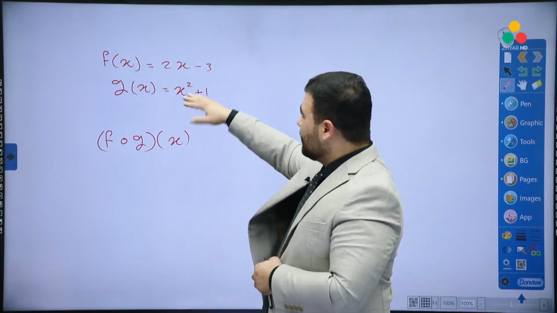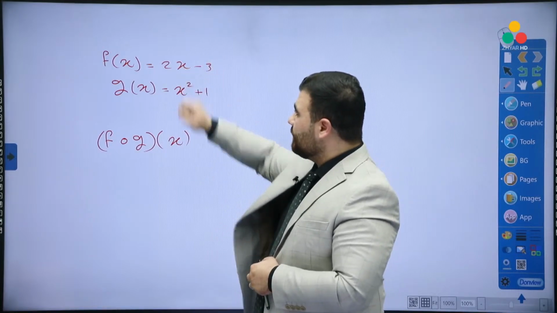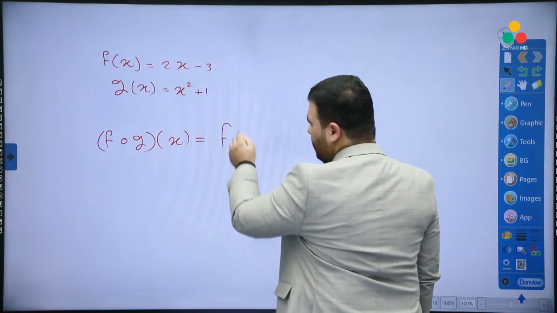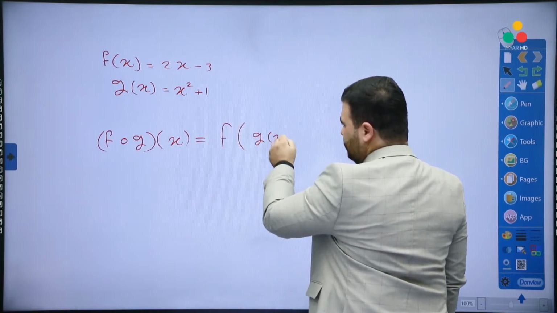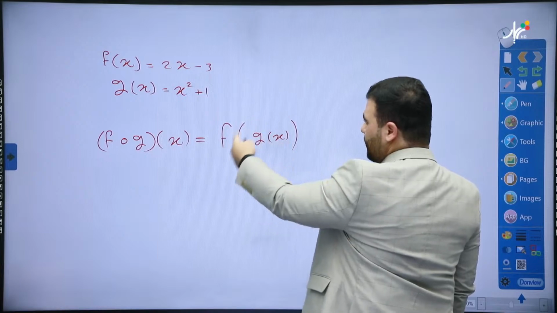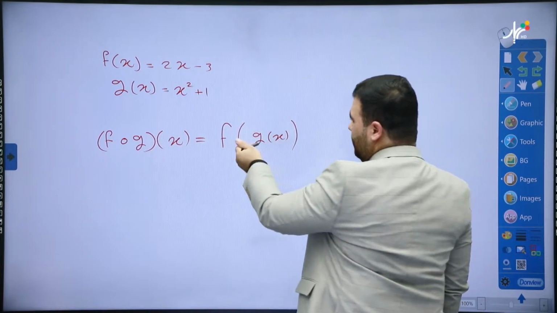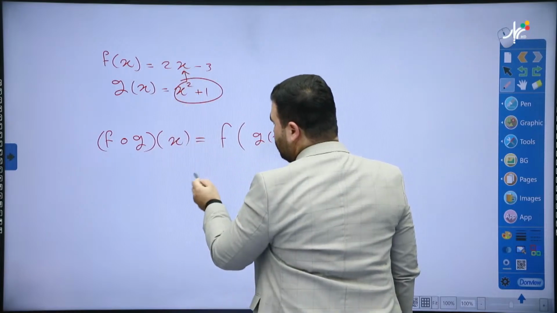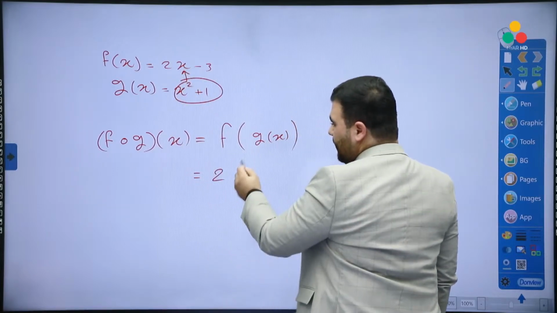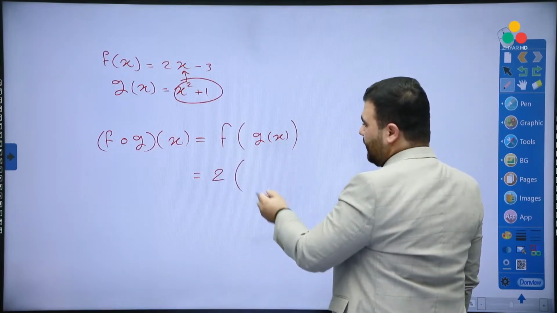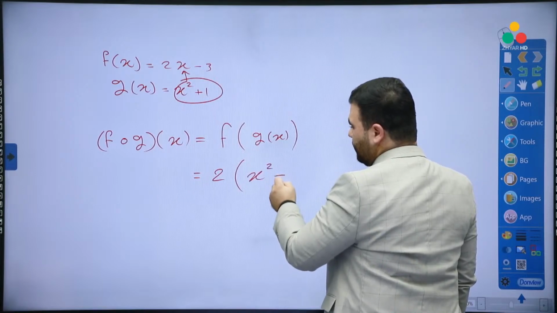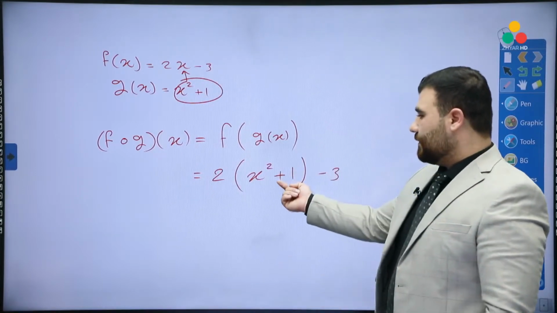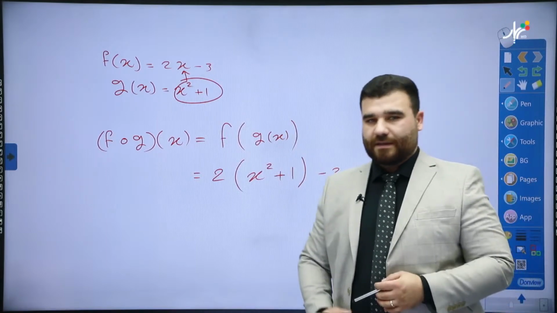Where can we put something in function f? In place of x. Then we can rewrite this as f of g(x), which means g(x) goes in function f. Where? In place of x. So the result will be like 2 times, instead of x in f, I write the function g(x) completely, which is x squared plus 1. Then minus 3. This is the function g(x) inside f.